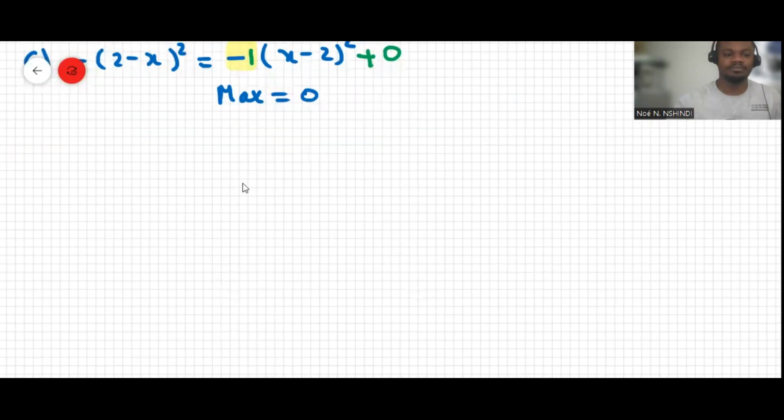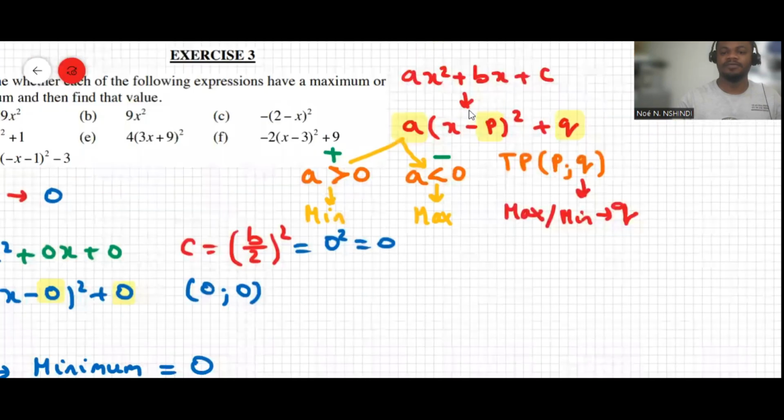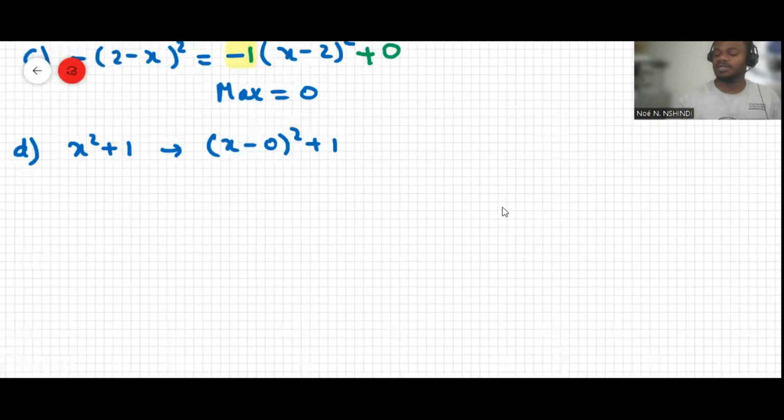Now, question D. We have just x squared plus 1. Again, this x squared here can be written like this. We can write it as (x minus 0) to the power of 2 plus 1, which is the form that we're talking about. This is the form, with 1 out there, and the fact that this 1 is positive, we say that this has a minimum, and the minimum value is just 1. This is a minimum because it is greater than 0, and that minimum value is this value here, 1.